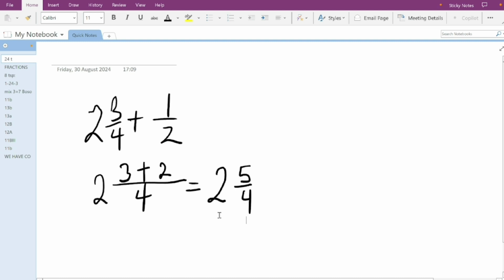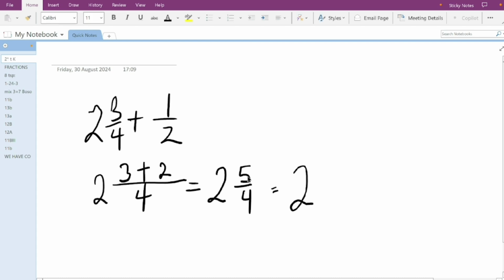Now look at this, we have a mixed fraction. When in mixed fraction, we have an improper fraction. That's we have 5 over 4. This 4 is carrying a number bigger than it, which is 5. We can't leave our final answer as this. So we go on and say 2 whole number. Then we break down this into a mixed fraction.